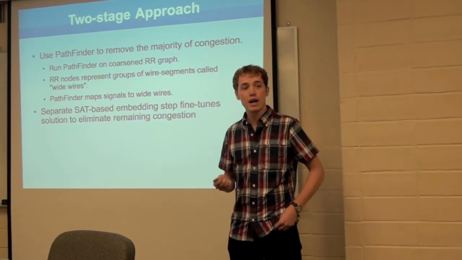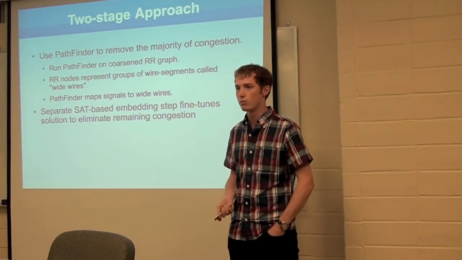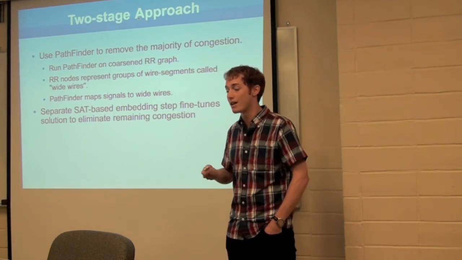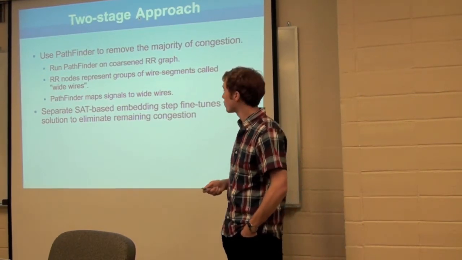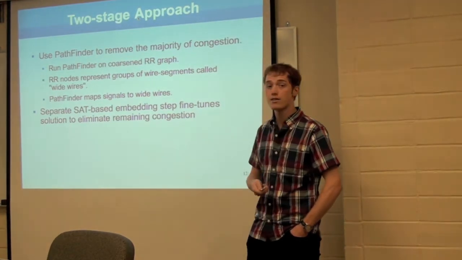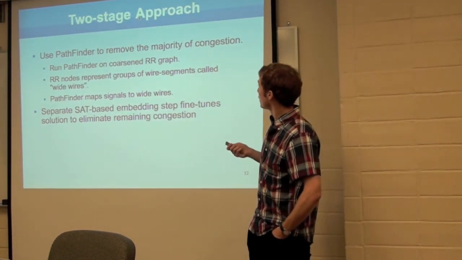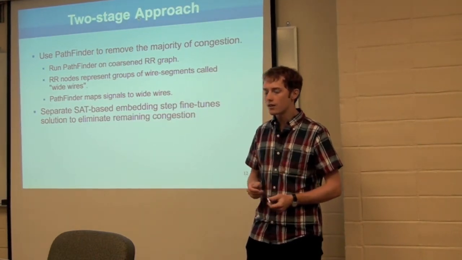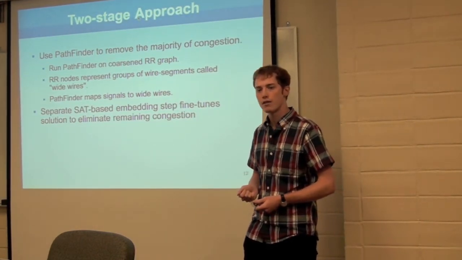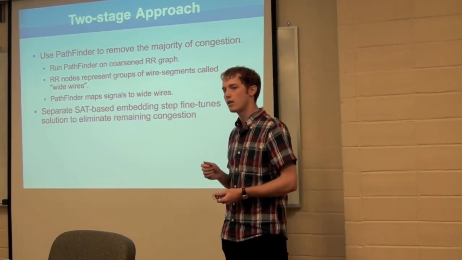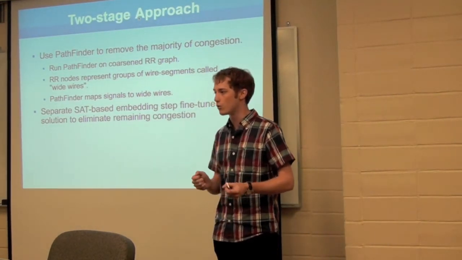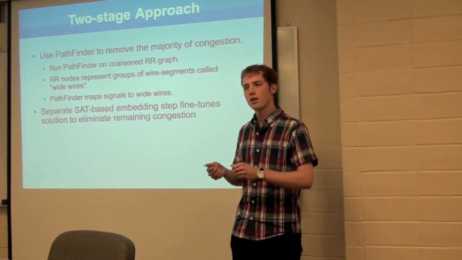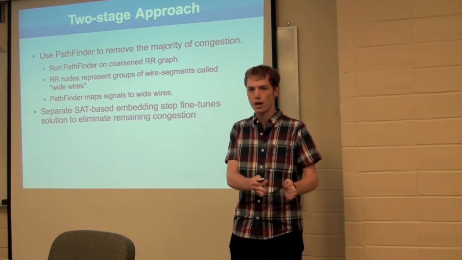So what we want to do is use PathFinder to remove the majority of the congestion, so just use it to do what it's best at. And then we're going to do the rest using a different approach. So the way we get PathFinder to essentially exit early is to get it to run on a coarsened routing resource graph. In this coarsened routing resource graph, each routing resource node actually represents a group of wire segments, so we call them wide wires. So then PathFinder maps sets of signals onto these wide wires.